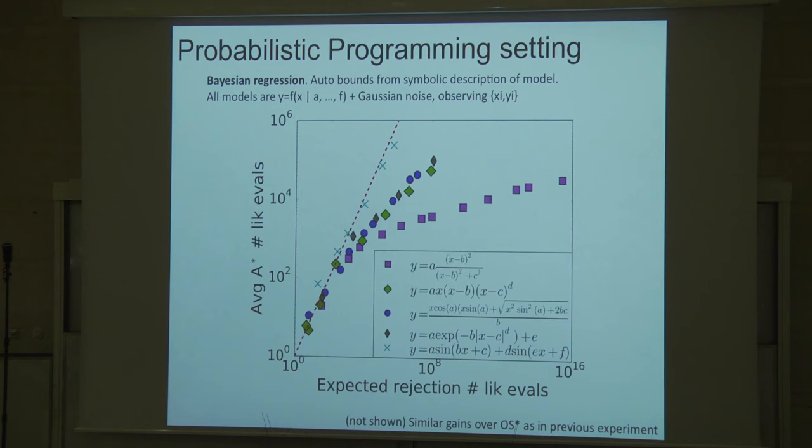And then just very quickly, to return to this probabilistic programming setting, we looked at, can we use this in a more generic setup? So we went online and we found this branch and bound library, which had implemented this method where you give it a symbolic expression that describes your PDF function, and then it will give you upper bounds for this function.